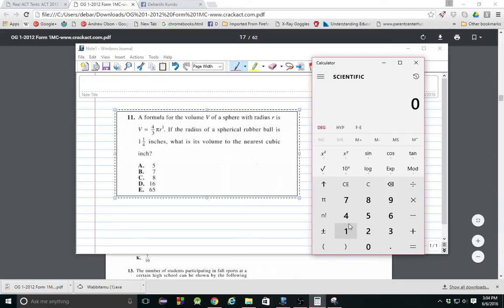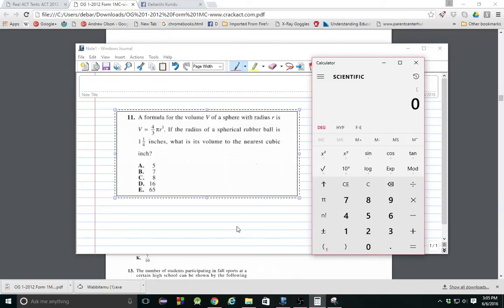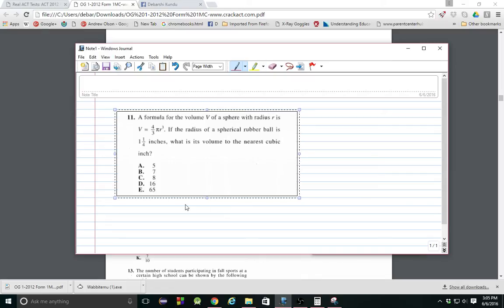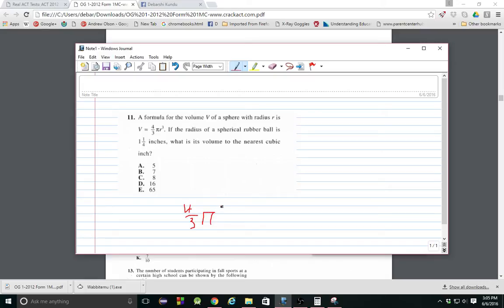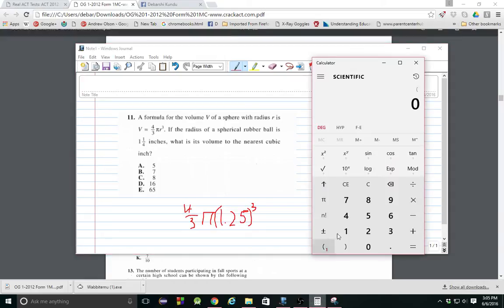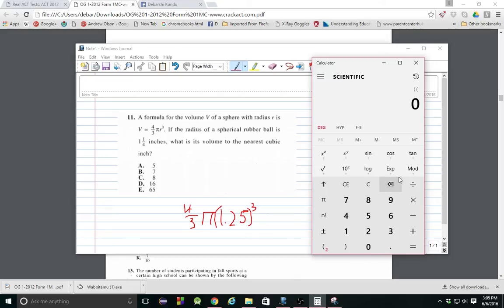So we're going to do 4 over 3 pi, there's a button for that, r equals 1 1/4, right? So 1 1/4 inches, also known as 1.25 cubed. And we're just going to input this in the calculator. So remember to keep the 4 over 3 in parentheses.